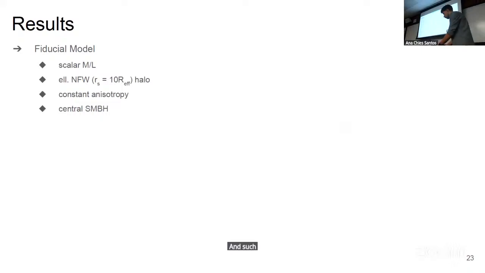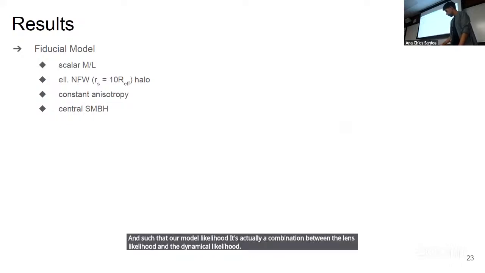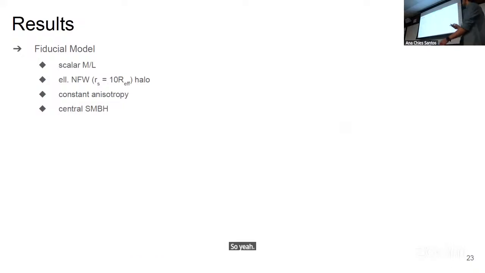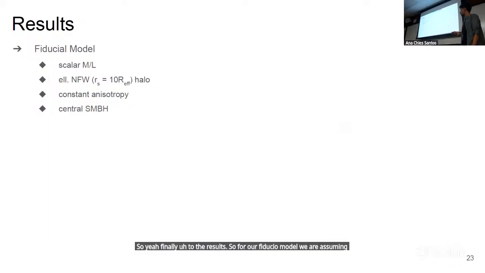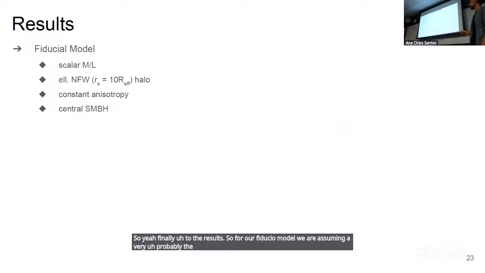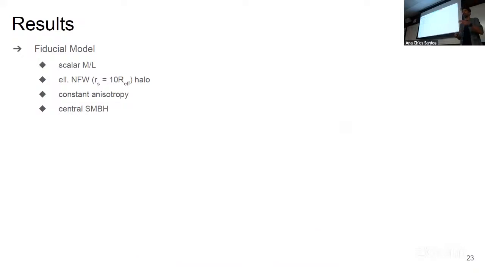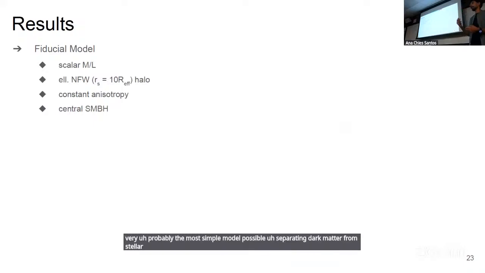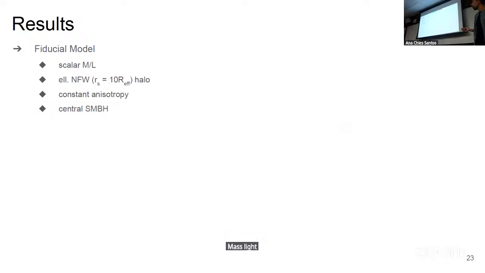So yeah, finally to the results. For our fiducial model, we are assuming probably the most simple model possible, separating dark matter from stellar matter. So in the fiducial model, we have one quantity related to the mass-light ratio, which is a way to convert between the stellar light that we observe with the telescope and the stellar mass that we are interested in. We have one dark matter halo represented by an elliptical NFW profile, elliptical Navarro-Frenk-White profile. And of course, we have the central massive black hole.